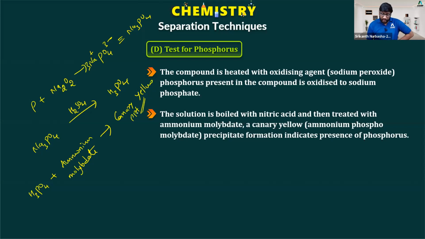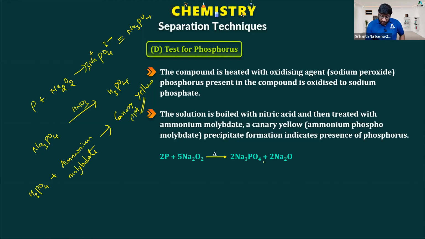Ammonium phosphomolybdate: the solution is boiled with nitric acid and then treated with ammonium molybdate. We are using nitric acid, but we can take H2SO4 also, not an issue. A canary yellow precipitate formation will indicate the presence of phosphorus in that particular organic compound. These are the reactions happening.